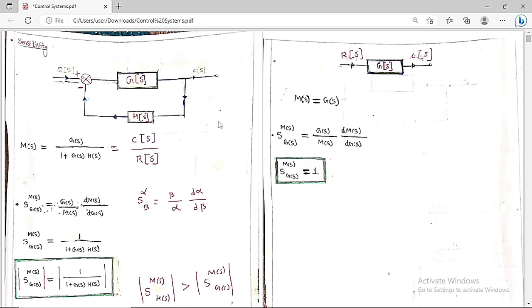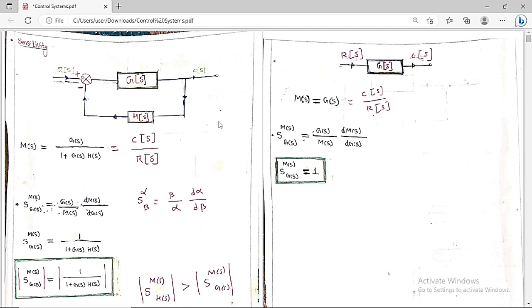So therefore we can say, because this is an open loop system, then what is the overall gain? Overall gain M(s) is nothing but G(s). G(s) is the overall gain, which is C(s) by R(s). There is no feedback part, only G(s) is there. So now I want to find the sensitivity of M(s) with respect to G(s). Means if any parameter in G(s) is varying, what is the overall sensitivity of M(s)? I want to figure out the sensitivity of M(s) with respect to G(s).